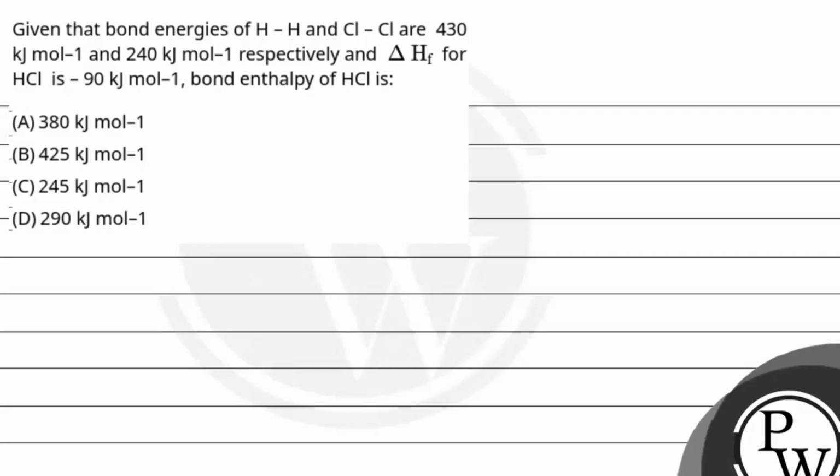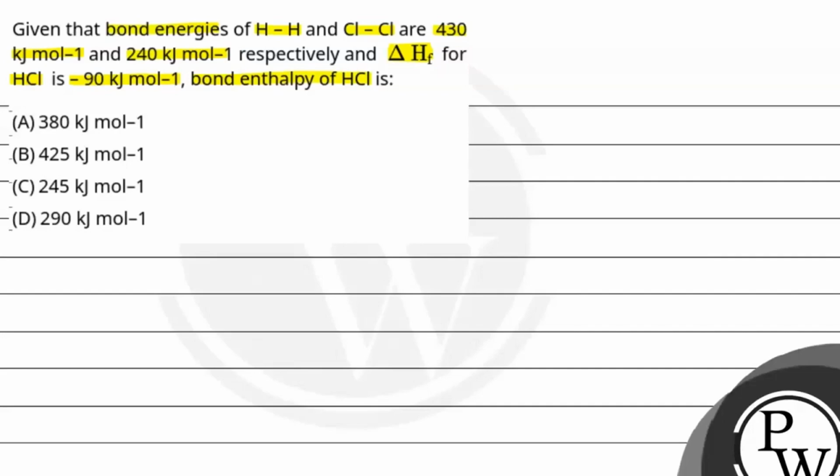Hello बच्चों, let's read this question. The question says, given that bond energies of H single bond H and Cl single bond Cl are 430 kilojoule per mole and 240 kilojoule per mole respectively, the delta HF, that is change in enthalpy of formation for HCl, is minus 90 kilojoule per mole. So with this information, we are asked to find the bond enthalpy of HCl.